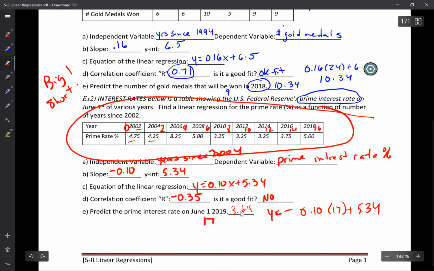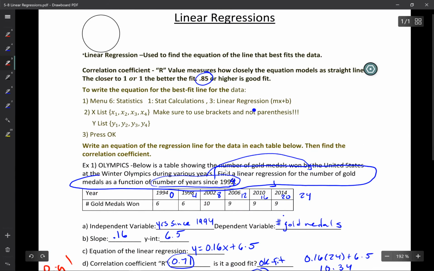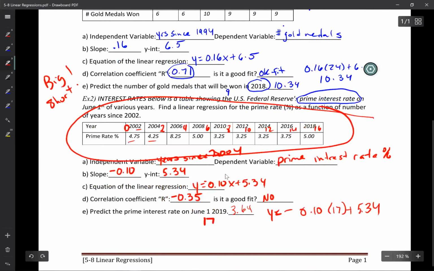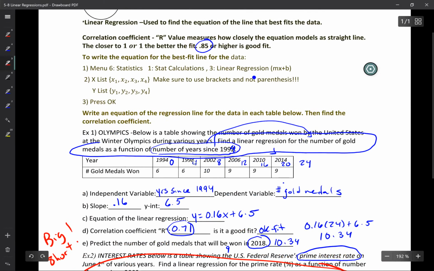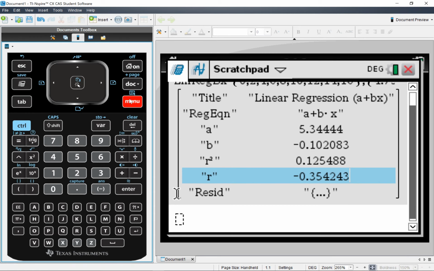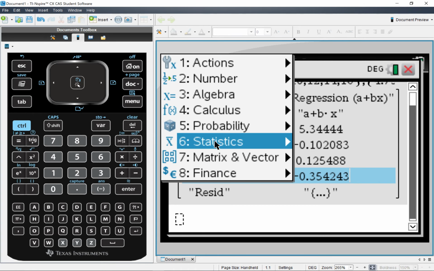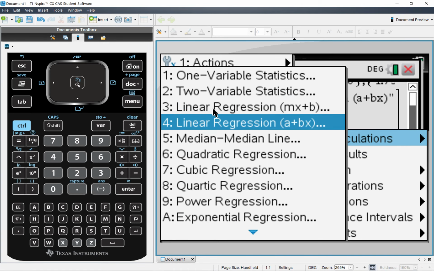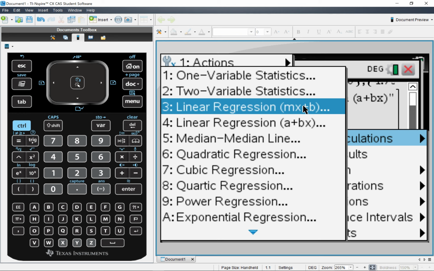Okay. Well, that's it, guys. That's a linear regression, right? And that's taking that information and making sense of it. All you're going to be doing, right, is taking some data and turning it into XY coordinates, going into the Inspire, doing menu 6, 1, 3, right? And if you happen to hit 6, 1, 4, which is a plus bx, and you meant mx plus b, you can always fix it, right?